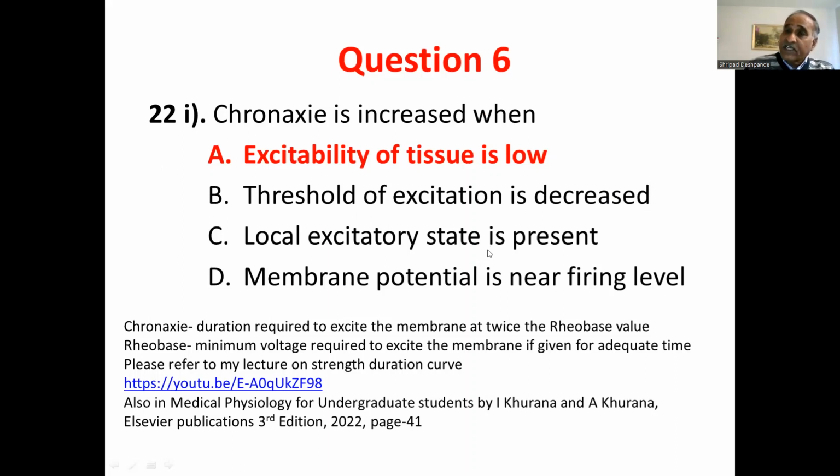Local excitatory state is producing depolarization, so it is easily excitable. The membrane potential is near the firing level, which means it is already near the firing state and will again be easily excitable. So the answer to this question is A, excitability of the tissue is low.